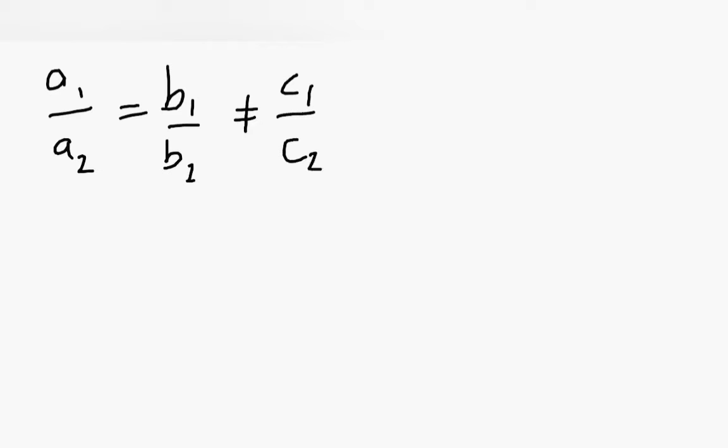Now the third case, when a1 upon a2 is equal to b1 upon b2 but is not equal to c1 upon c2, then the equations form parallel lines on the graph, and they do not have any solution. Any particular solution is not present for these lines because they never meet, and since they never meet, they do not have any common solution.